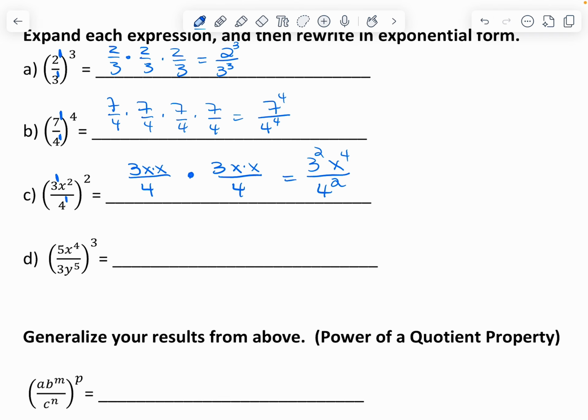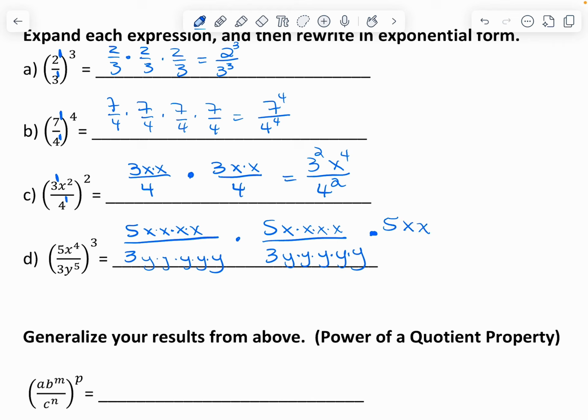Last but not least on this one, we have 5 and we have x to the 4th. We have 3 and we have y to the 5th. And we have to write that 3 times. So 5, x to the 4th over 3, y to the 5th. And one more time, 5, x to the 4th over 3, y to the 5th.